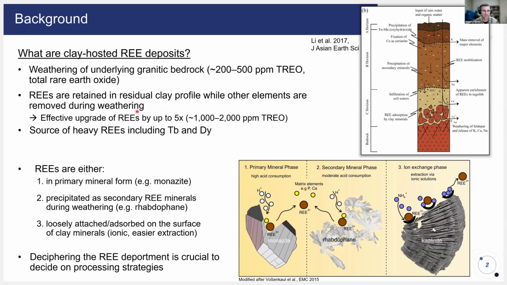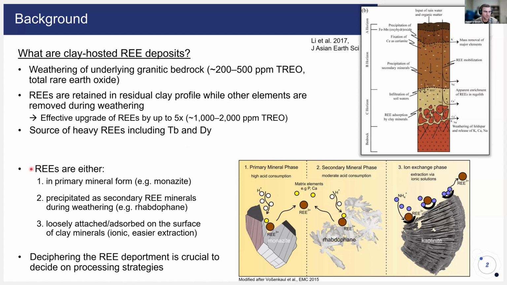By removing all the other constituents and effectively keeping the rare earth, it leads to an upgrade by depletion of the rare earth of up to 5 times. So the grade of those deposits would be around 1,000 to 2,000 ppm TREO. That's what we see in the drill intervals and in the deposits. On a global scale, they're a source of heavy rare earth, including terbium and dysprosium, the two you need for permanent magnets, especially for high temperature applications. That's also the advantage of clay-hosted rare earth deposits over, let's say, carbonatites or heavy mineral sands, which are other rare earth sources but don't have the heavy ones to that extent.